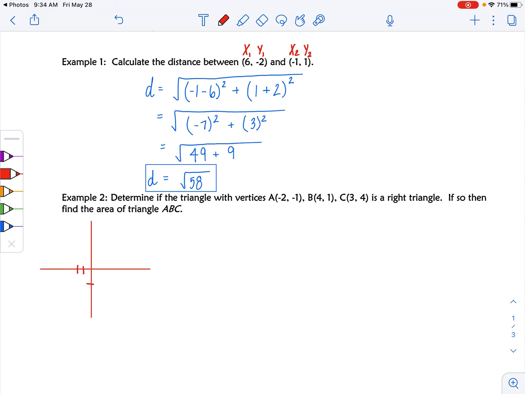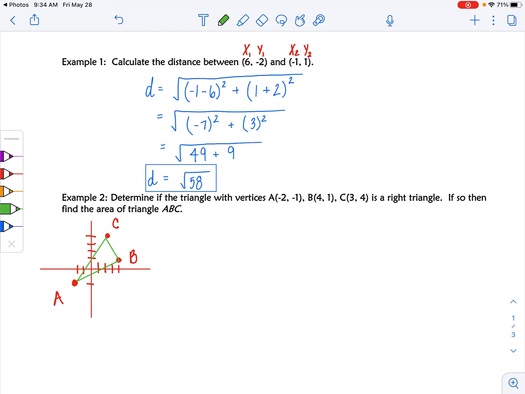-2, -1, 4, 1, 1, 2, 3, 4. Okay. So -2, -1, this point is A. 4, 1, that point is B. 3, 4 is C. So here is my triangle. And I'm trying to see if it's a right triangle.